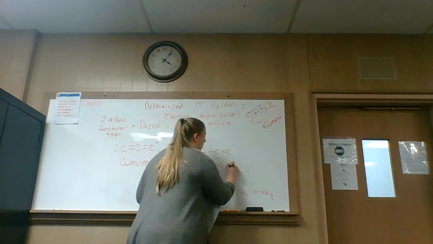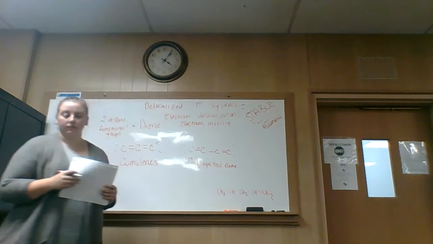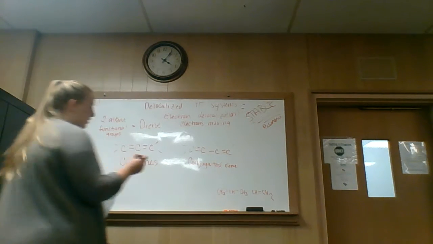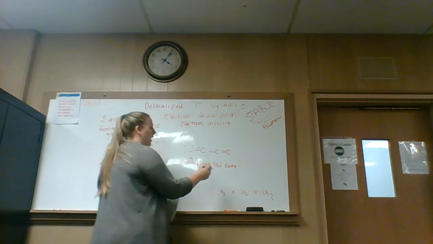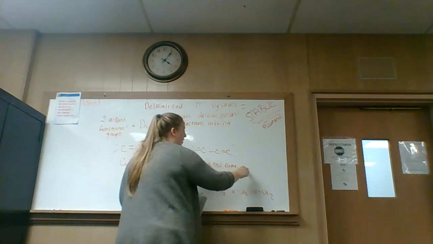Now, do dienes, it could be like a chain of 45 carbons as long as there's only two double bonds and it's a diene? Yes. This one is probably the most important because again, alternating double, single, delocalized pi systems, right? Mm-hmm.